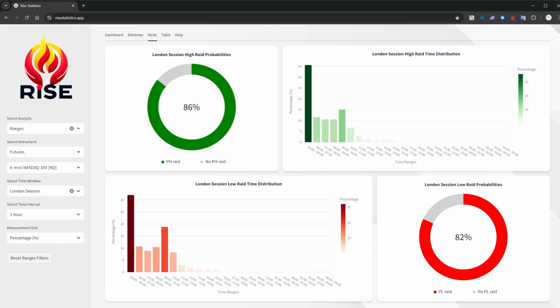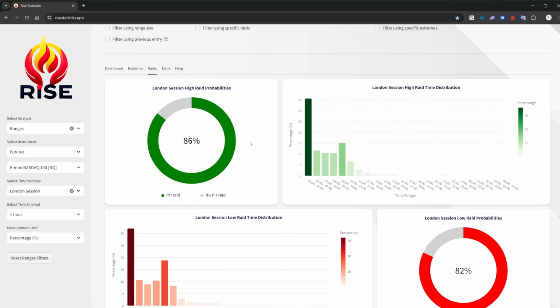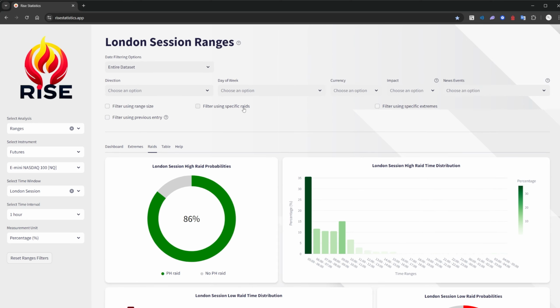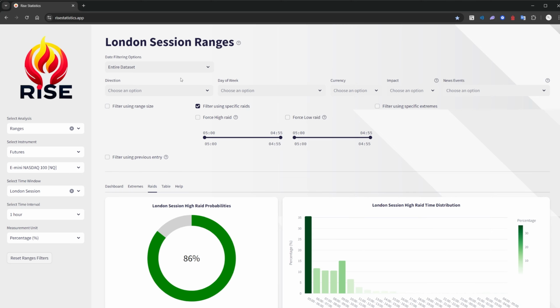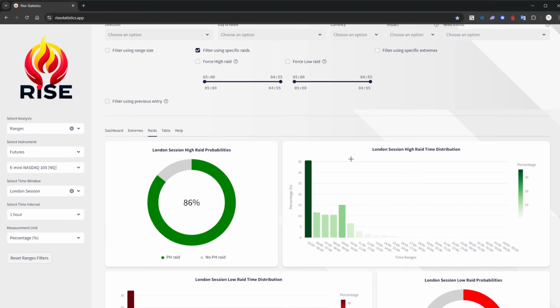These are statistical probabilities of reaching the high and the low of the previous London session. Right here, without any filtering, we already see we're at extremely high percentages. But where we want to fine tune more specifically is using, not specific extremes, we are going to use specific ranges. Of course, you can go specific rates, you can go more in depth. You can filter based on the direction, based on what day of the week you are, based on specific news events. But that's not what we're going to be focusing on.